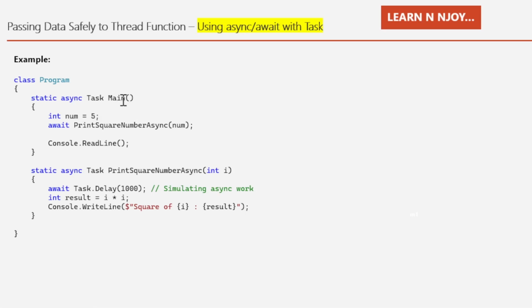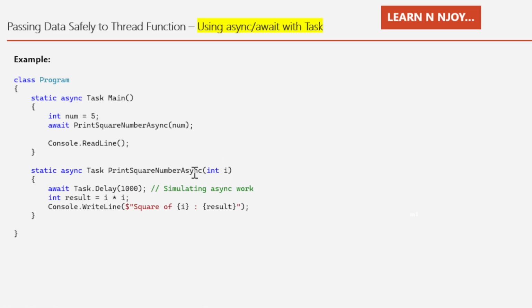Okay, so in this main method, I have declared a variable num of int data type and assigned 5 value to it. And then I am calling this method PrintSquareNumberAsync and passing the num value to it. You see this PrintSquareNumAsync method is accepting the int data type. So whatever value we pass from here is going to get accepted by this PrintSquareNumberAsync.